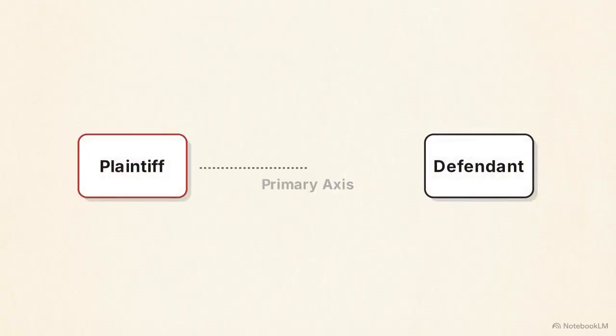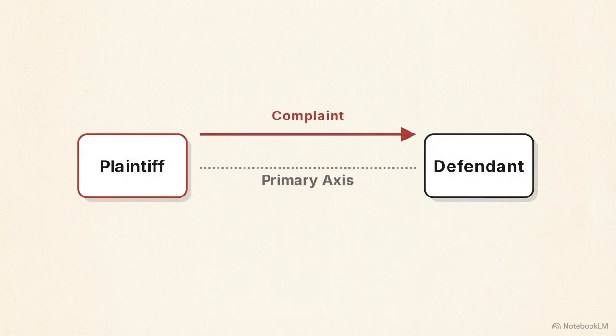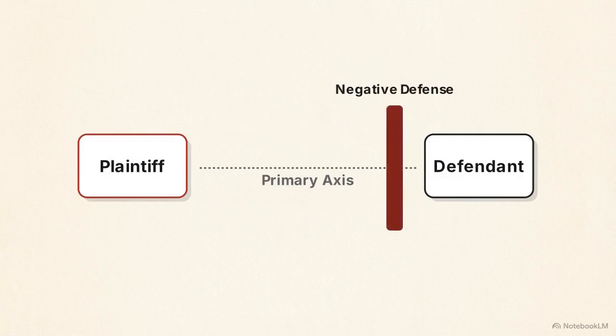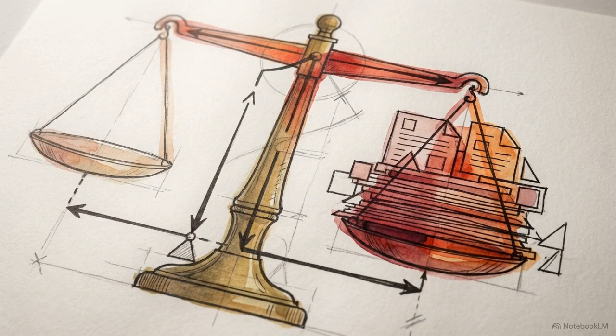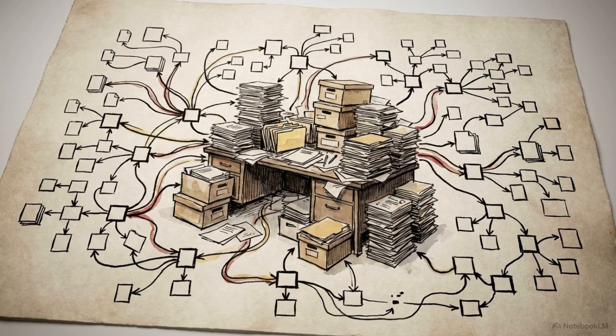Litigation moves along a primary axis. The plaintiff files an initiatory complaint, and the defendant responds with an answer. A defendant may deploy a negative defense. This involves a specific denial of the material facts alleged in the plaintiff's pleading. This strategy keeps the burden of proof on the plaintiff. By denying the facts, the defendant forces the claimant to produce evidence for every essential element of their case.